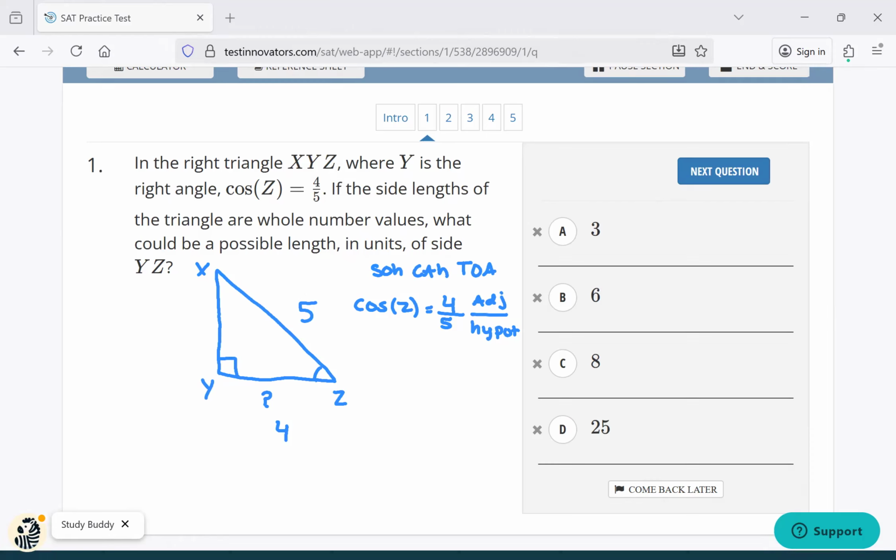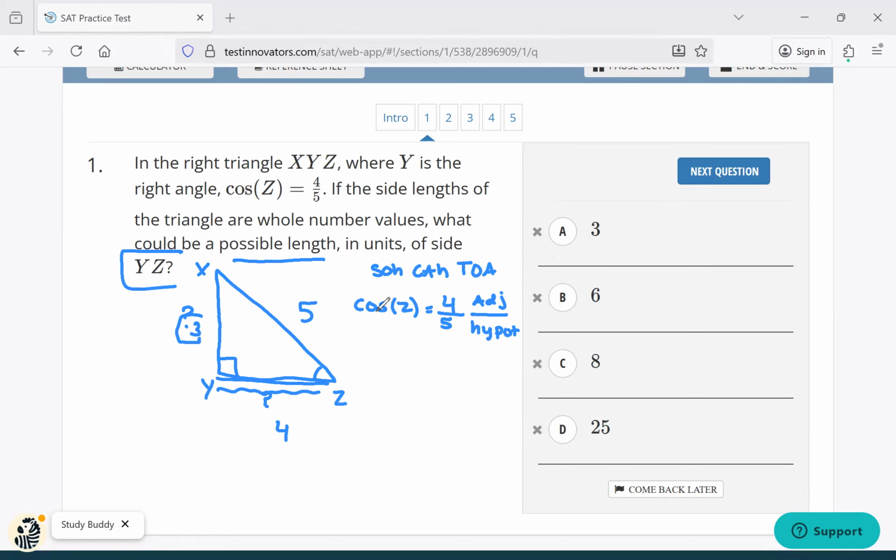But isn't that our answer? They're asking what is the length of YZ. Isn't YZ this length, which we just said was 4, which was given? Yes, it is true, but they're saying what could be a possible length. That's the key phrase: what could be a possible length. So do not try to find this side length and assume that this is your answer. By the way, this would be a 3, 4, 5 triangle. No, they specifically want this length, and it's 4.